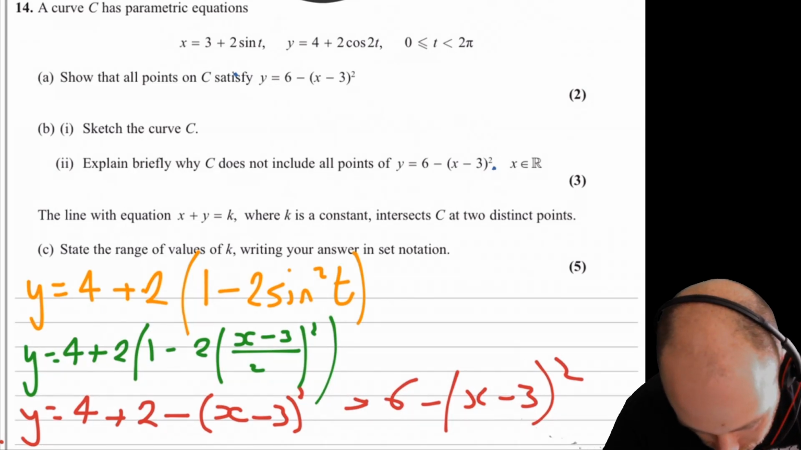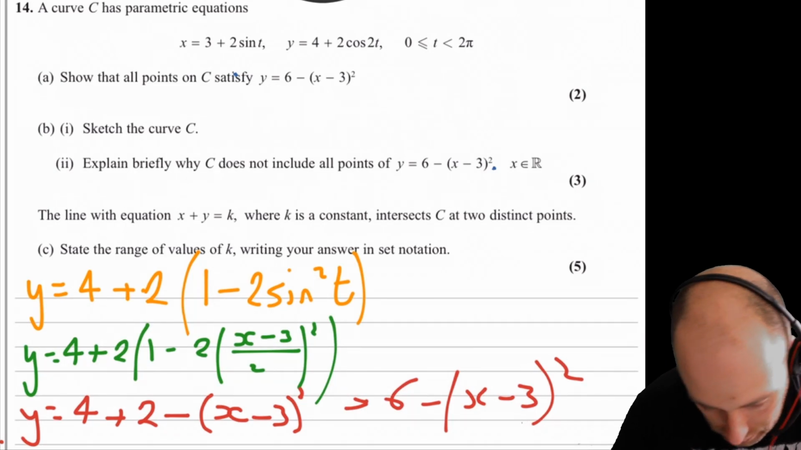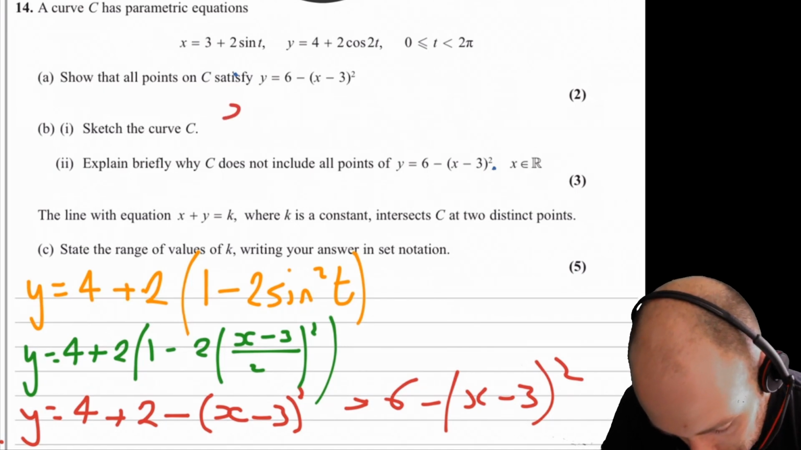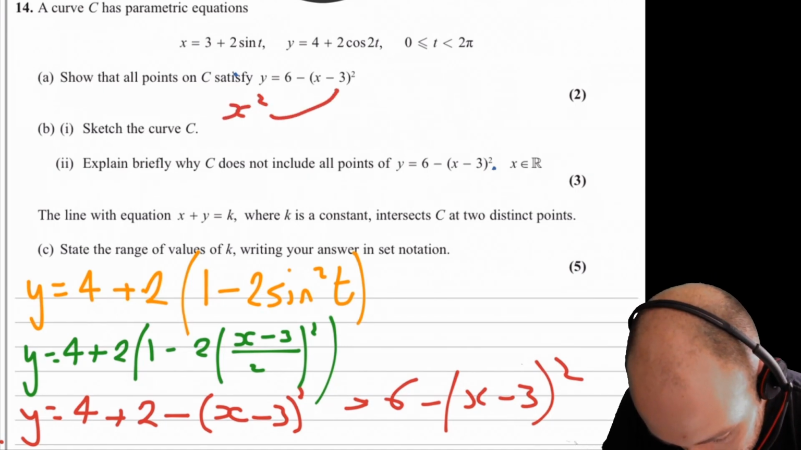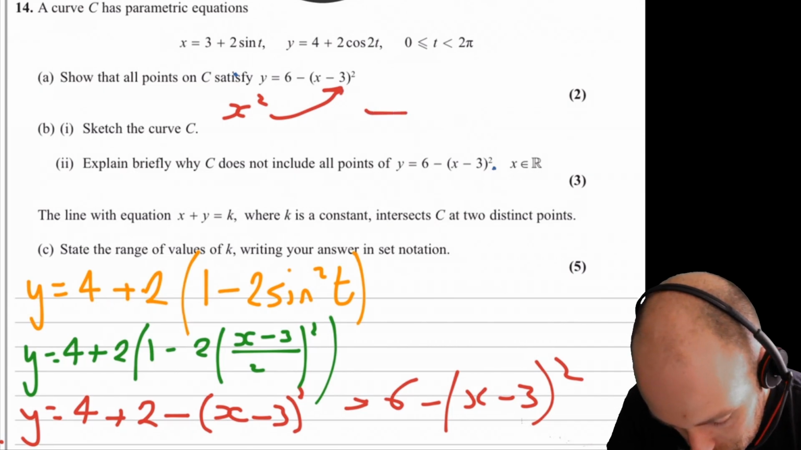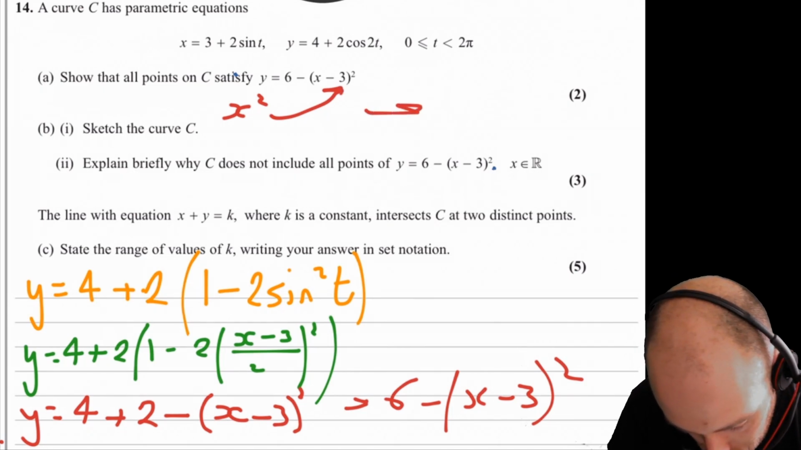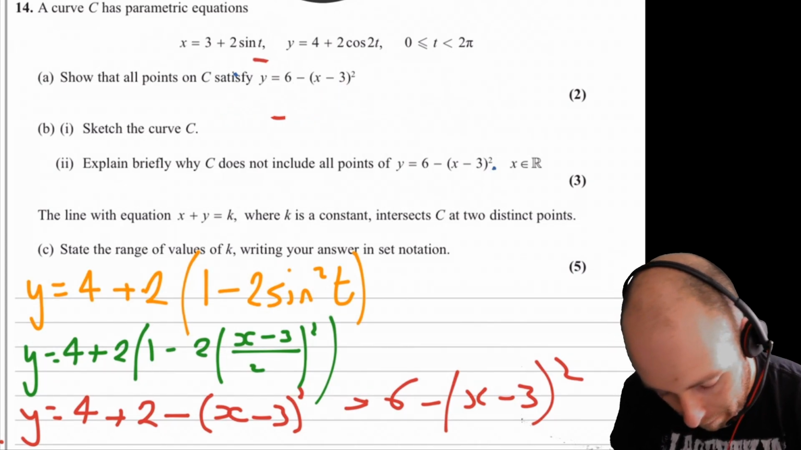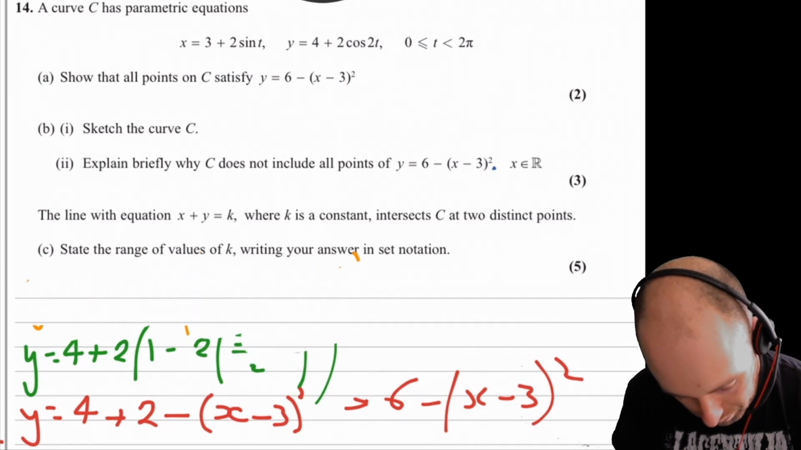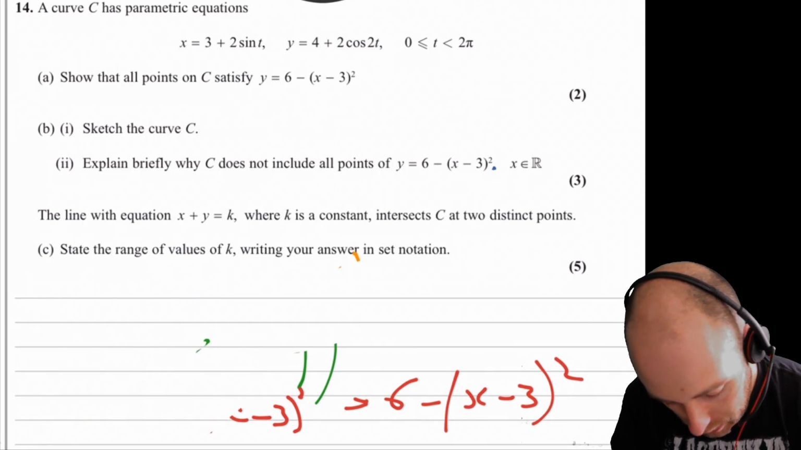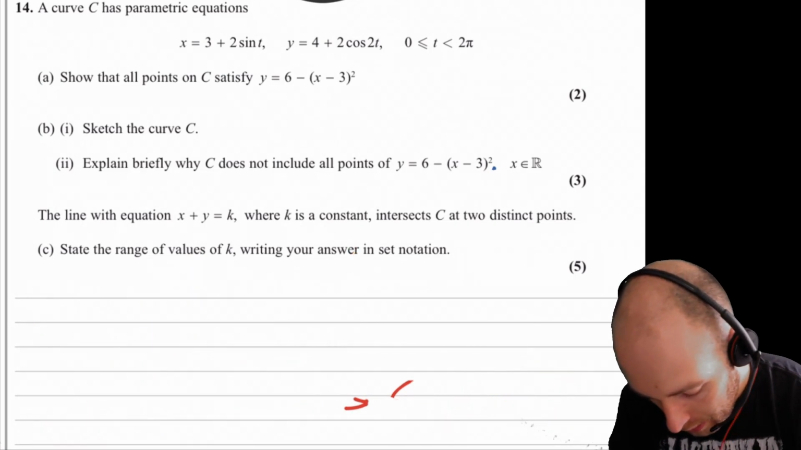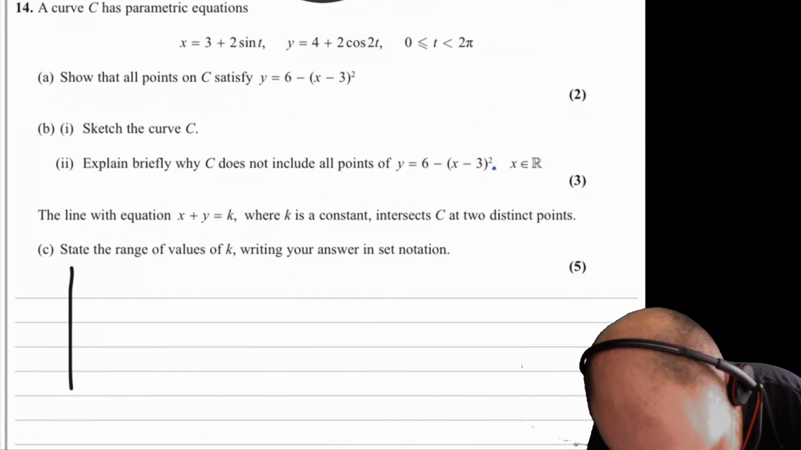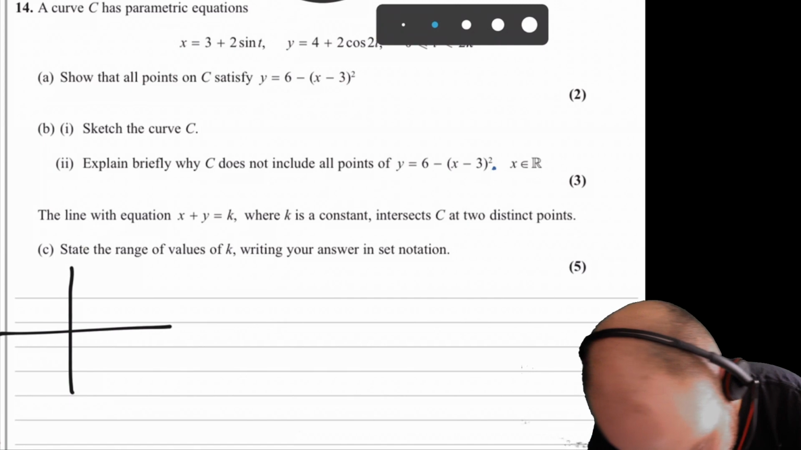Part B, sketch it. So we got y equals, it's quadratic. It's nicely factorized. So we've got an x squared, which is moved in the positive x direction. It's also got a negative in front of it, and then it's going to be moved up 6. Alternatively, you can use your graphical calculator, but let's try and do it by hand. So I'm going to do a series of sketches for this. So we had an x squared graph.